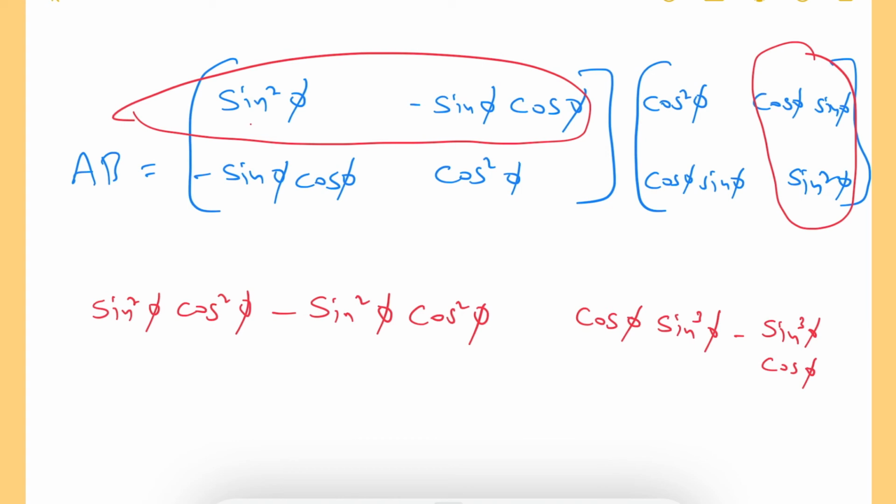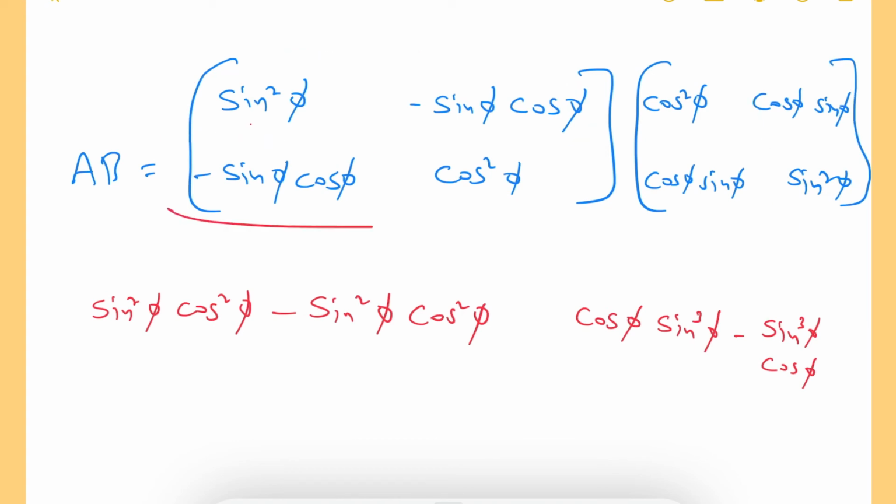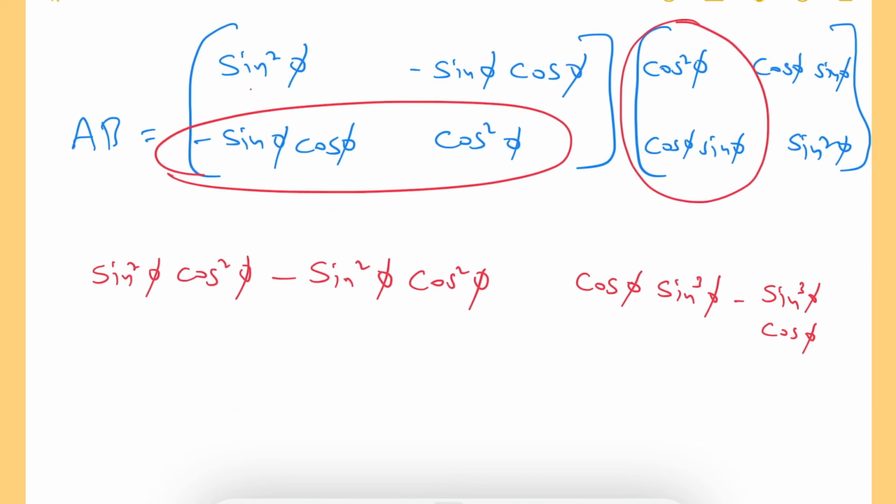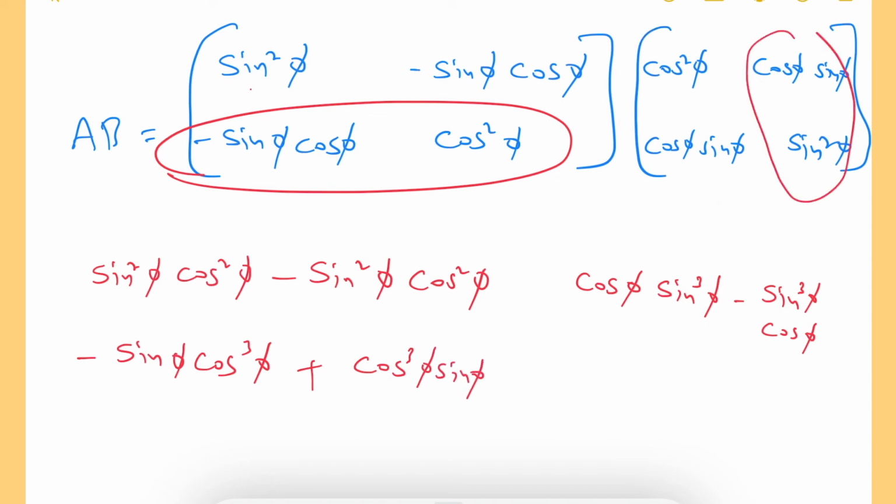Now the first row is completed, let's move to the second row. Second row into first column: minus sin phi cos phi into cos square phi gives minus sin phi cos cube phi, plus cos square phi into cos phi sin phi gives cos cube phi sin phi. Let's move to the second column: minus sin phi cos phi into cos phi sin phi gives minus sin square phi cos square phi, plus cos square phi into sin square phi gives cos square phi sin square phi.